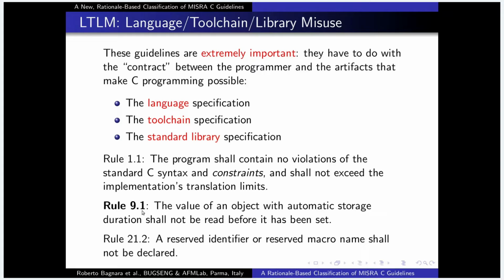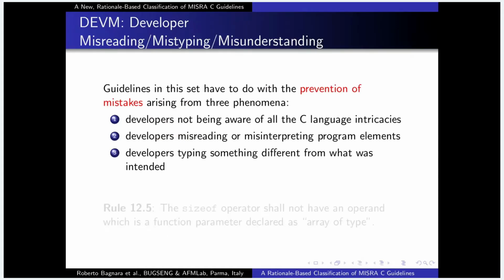Rule 9.1, it's the well-known mandatory one. So you shouldn't try to read a value from a stack variable that has not been initialized. And Rule 21.2 has to do, of course, with the toolchain and with the language specification and the standard library specification. So a reserved identifier or reserved macro name shall not be declared. Otherwise, you would break the namespace of the implementation, and anything may happen.